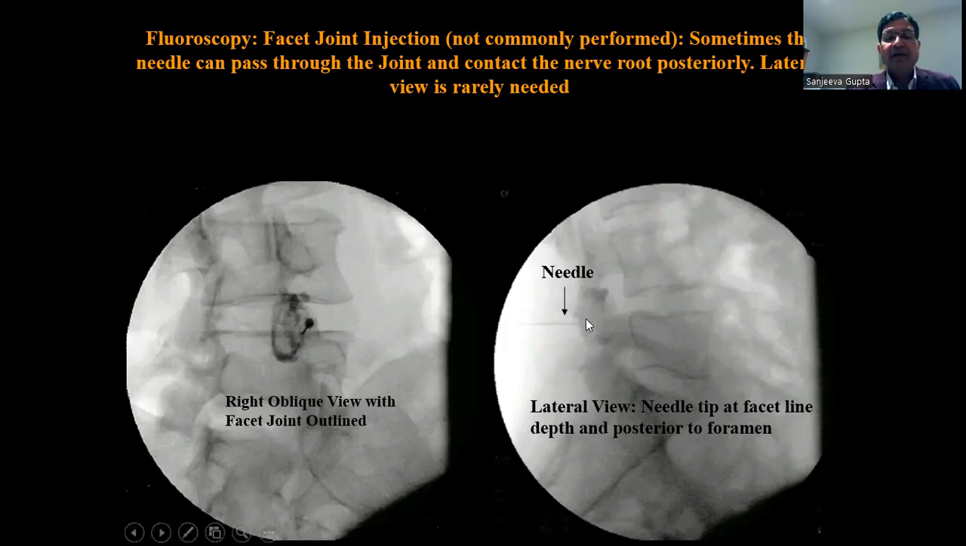So I don't normally do a lateral view for facet procedures, but if you're worried, take a lateral view. The needle tip should be posterior to the intervertebral foramina.